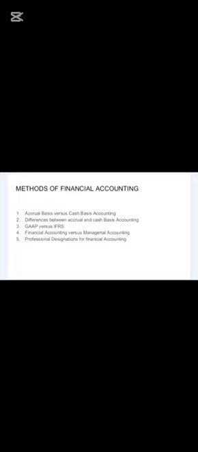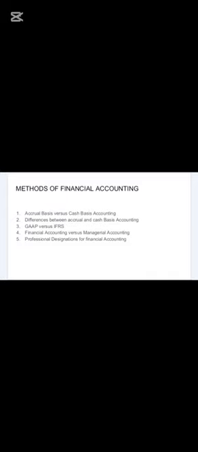In this lesson, we'll be looking at the methods of financial accounting, and under that, we'll be looking at the accrual basis method versus the cash basis method. We'll also be looking at the differences between accrual and cash basis accounting. We'll be looking at the GAAP versus the IFRS method. We'll be looking at their differences as well. We'll be looking at financial accounting versus managerial accounting and professional designations for financial accounting.